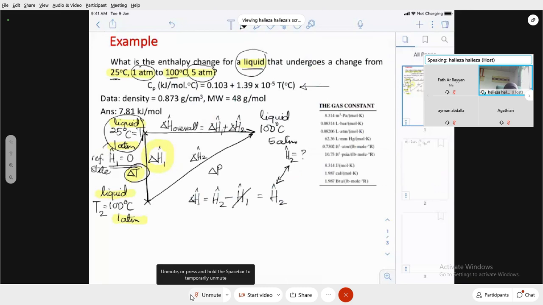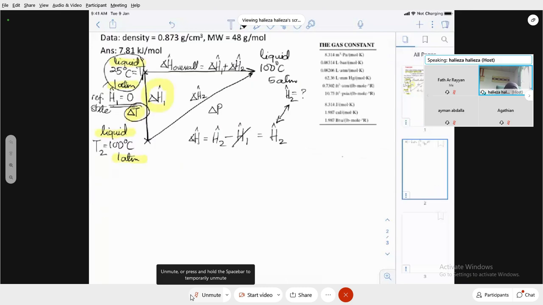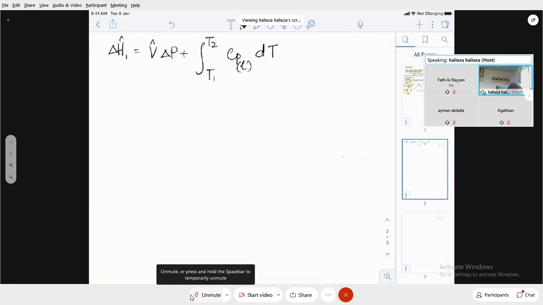Okay, for this case, for the first step, which is delta H1. So let's go back. Okay, so T1 is equal to 25 degrees C. T2 is 25 degrees C. Now sorry, I should not have 25. I should have 100 degrees C. Okay, what is the Cp?